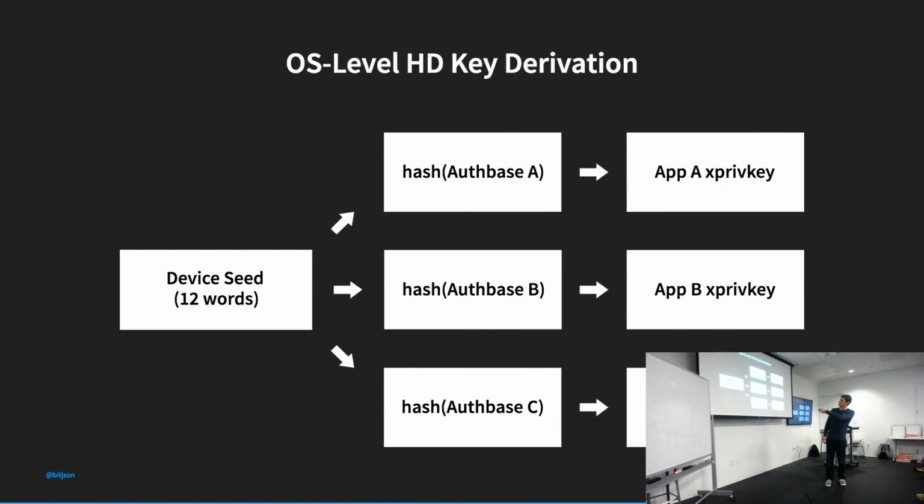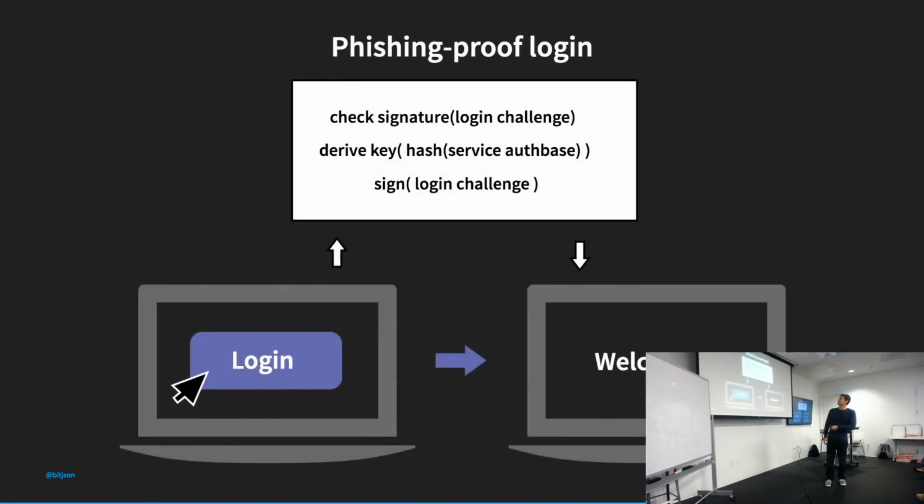You use the device seed or whatever, or in the case of Chrome, if this is a Chrome extension, you use the 12 words that are built into the Chrome extension, and you derive a new key using the service's auth base, as long as you do it the same way every time. Here I gave it as an example: I hash it. There's no reason to do that, actually. I was just not thinking clearly when I put that up there.